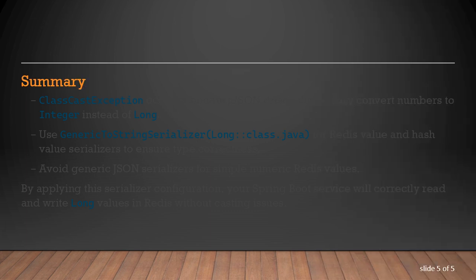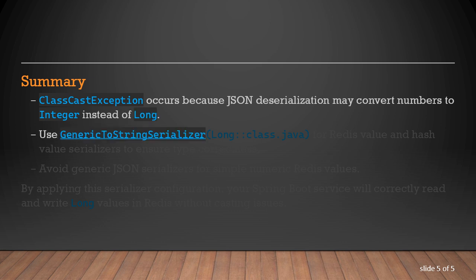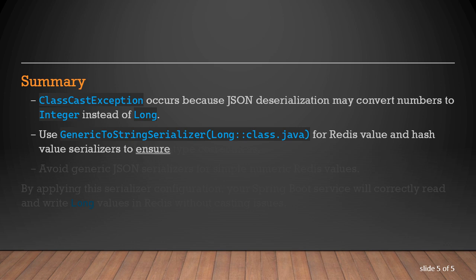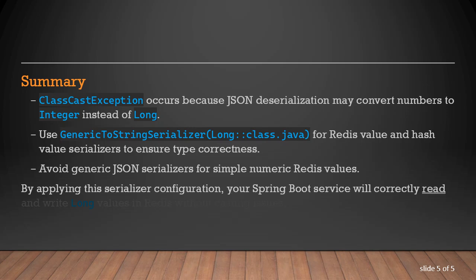Summary: ClassCastException occurs because JSON deserialization may convert numbers to integer instead of long. Use GenericToStringSerializer, Long.class.java, for Redis value and hash value serializers to ensure type correctness. Avoid generic JSON serializers for simple numeric Redis values. By applying this serializer configuration, your Spring Boot service will correctly read and write long values in Redis without casting issues.